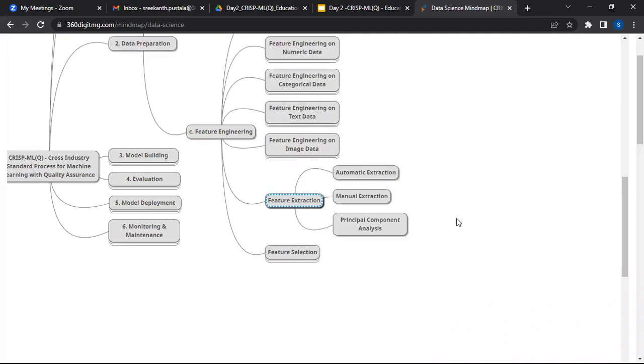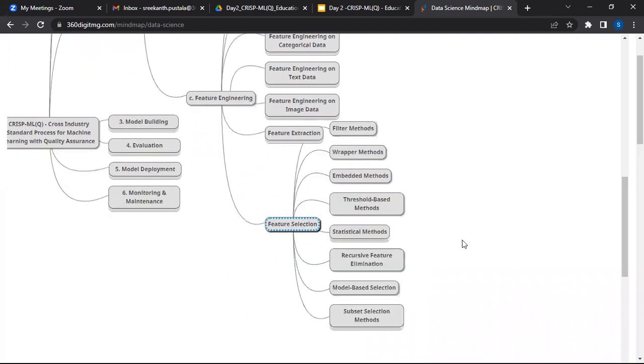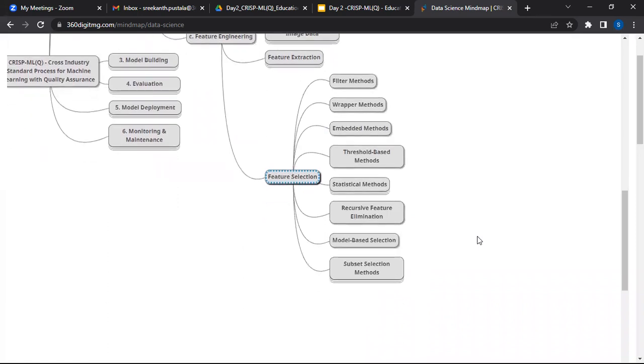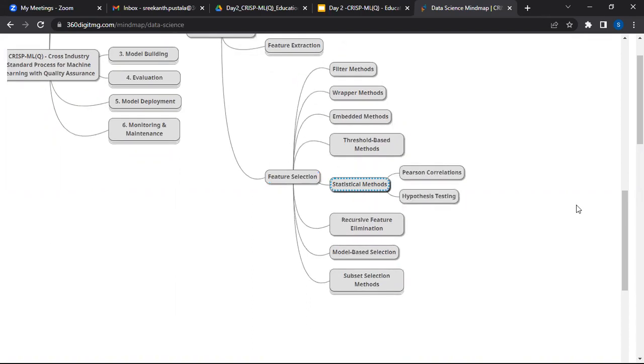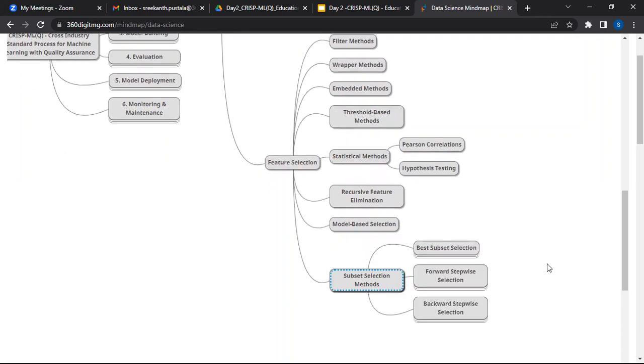So we have feature extraction methods: automatic extraction, manual extraction, and principal component analysis. When it comes to feature selection methods, we have filter methods, wrapper methods, embedded methods, threshold-based methods. When it comes to statistical methods, we have Pearson correlation and hypothesis testing. We have recursive feature elimination, model-based selection, subset selection methods.